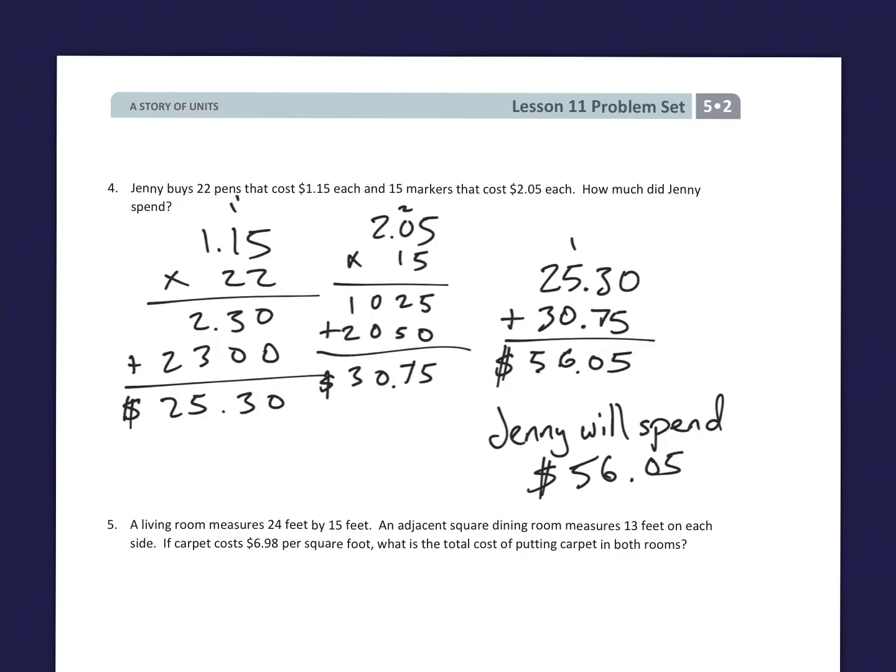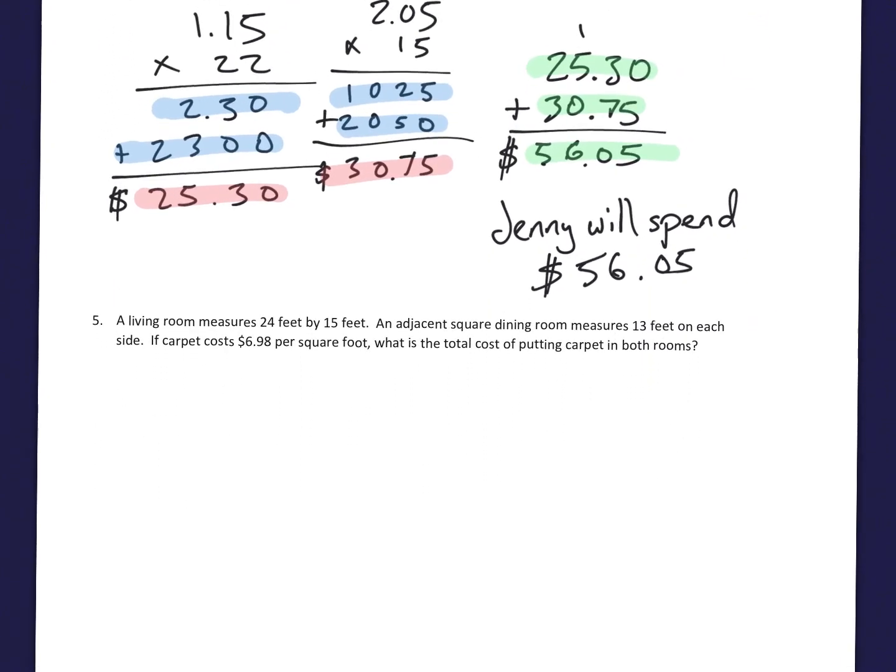So you should have gotten an answer along the lines of Jenny will spend $56.05. If you didn't get that, go back and check. Make sure that you got your partial products correct. And then if you got your partial products correct, see if you added those up right. If you got the answer, kiss your brain, and let's move on to the next one.